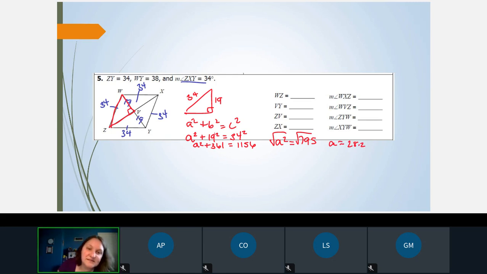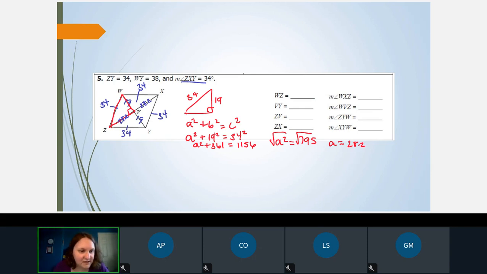So this missing diagonal piece is 28.2, which means this diagonal piece is 28.2. And it would always tell you what to round to on your assessment. All right, that's all of the lengths. We should be able to answer the length questions here.